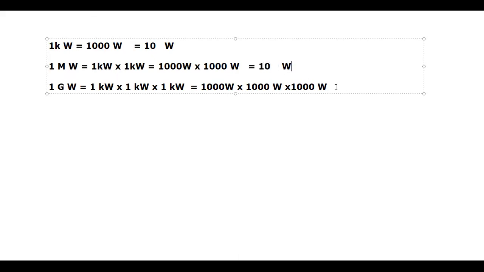Count the number of zeros in everything and then write it in terms of power. So in the first part, your power will be 10 raised to power 3, because there are only 3 zeros. Here there are 6 zeros, so I'll write down 10 raised to power 6. And here, count the number of zeros, there are 9 zeros.